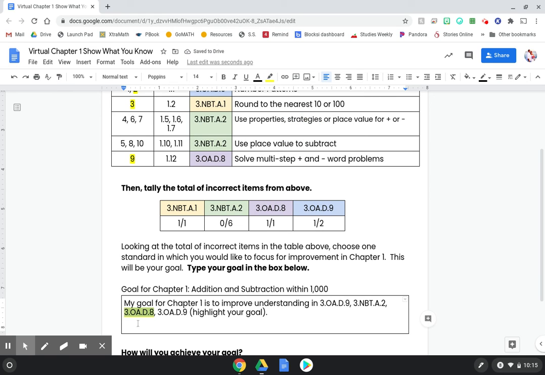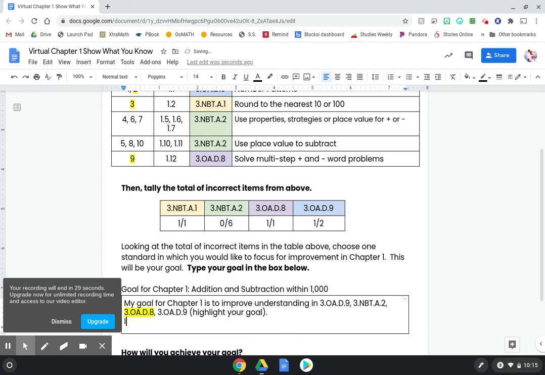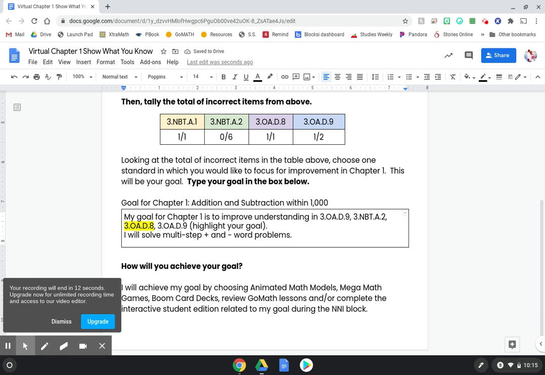Now my goal is OA.8, so I'm going to solve word problems. So I'm going to say, I will solve multi-step addition and subtraction word problems. And as I look down at the bottom, it says, how will you achieve the goal? I'm going to use all those awesome resources on the NNI slide on Mrs. Chalk's website. And those are listed here.